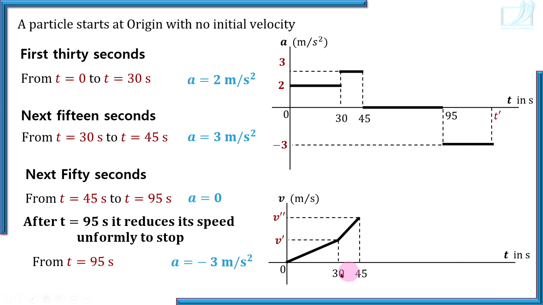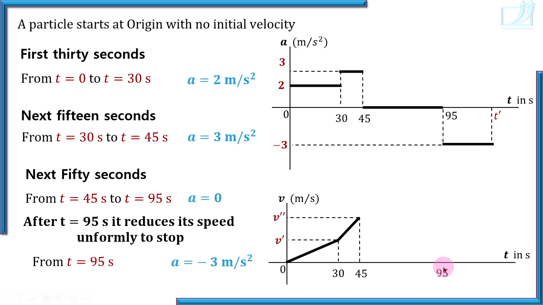Now from t equal to 45 seconds onwards, acceleration is 0. It means from 45 seconds onward, velocity remains constant. Acceleration 0 means velocity remains constant, or acceleration is the slope of the VT diagram. What does that mean? The velocity diagram is a horizontal line.